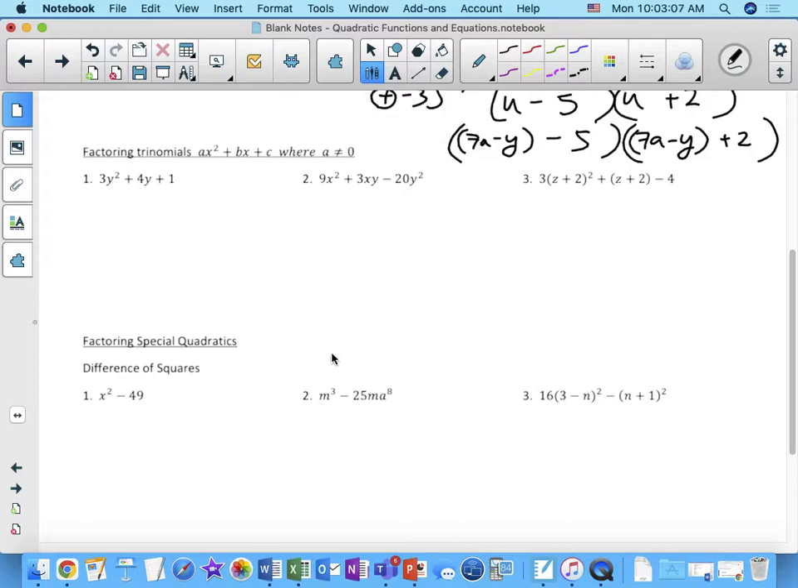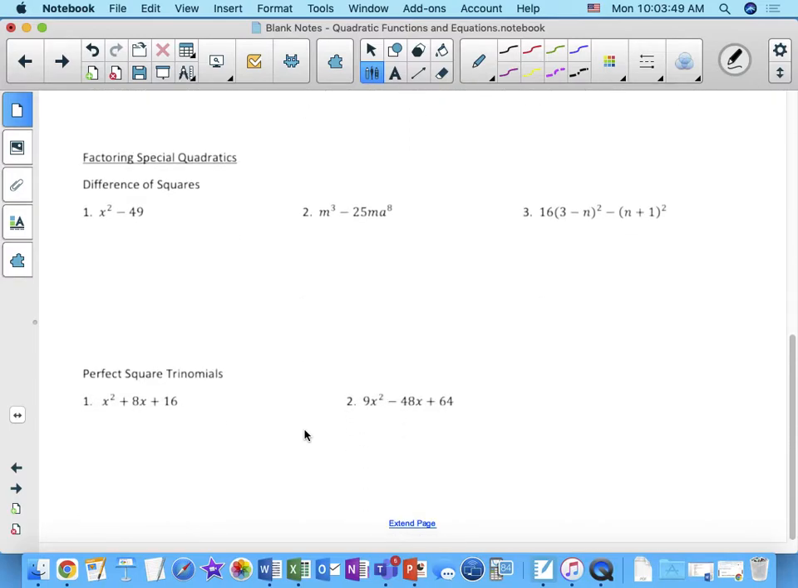So two more types of quadratics that I want to talk about when we're factoring. One of them is a difference of squares, and the other one is a perfect square trinomial. A difference of squares is exactly how it sounds. It's a difference, meaning that there's what math operation corresponds to difference? Yep, subtraction. Squares means that both terms are perfect squares. So a difference of squares always takes the format a squared minus b squared, and this always factors as a plus b times a minus b.